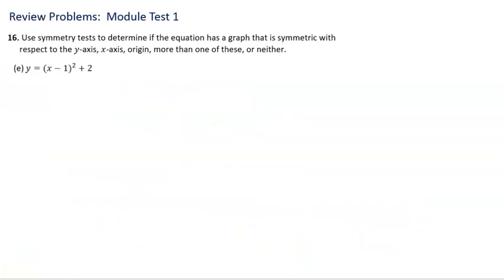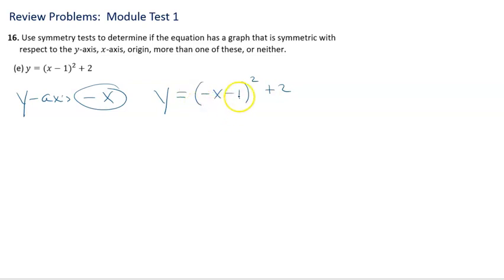Last one, y'all. Finally, last symmetry problem. I just had to make sure you practice this plenty of times. So use the symmetry test. Remember, y-axis symmetry. Remind me, what do I do? I plug in negative x for every x, and then I simplify, and I see if I get the original function. So y is equal to, that's negative x minus 1 squared plus 2.